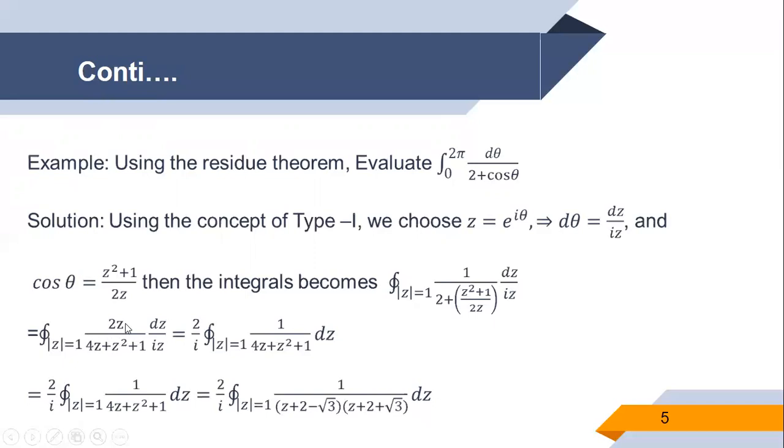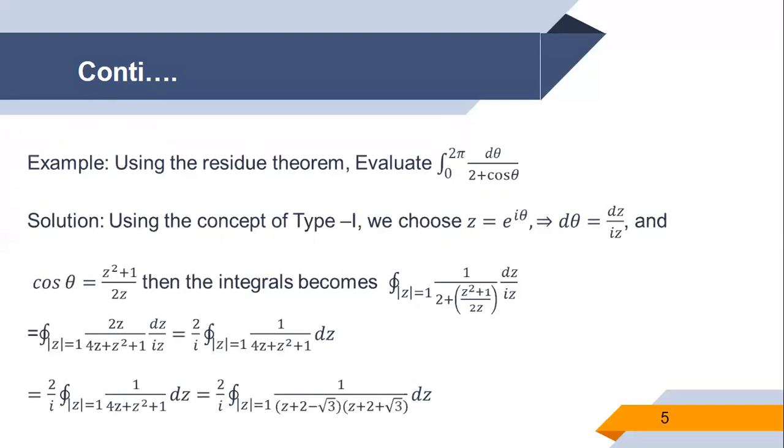2 upon i is a constant, so it is common. The remaining term is z square plus 4z plus 1.